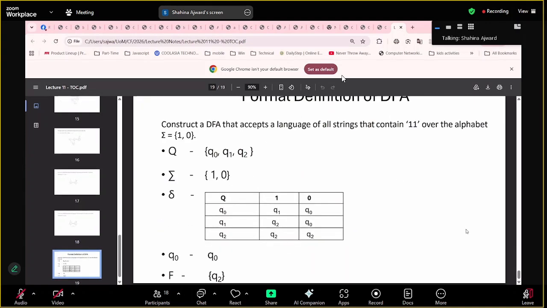Okay, so today we will move to a new section, non-deterministic finite automata. Right. So let me share my slides with you.